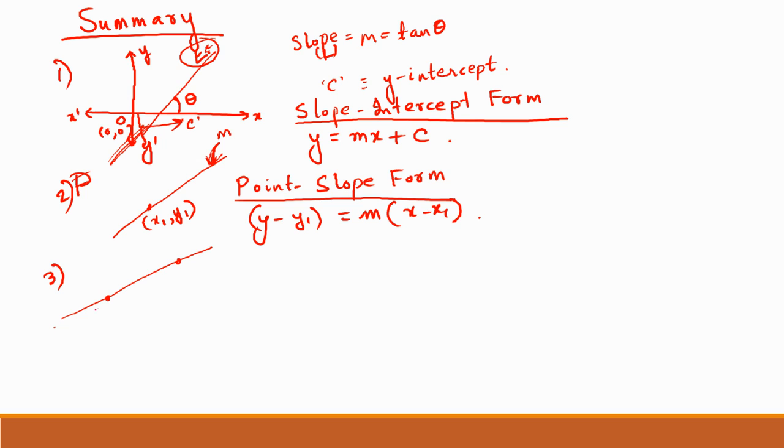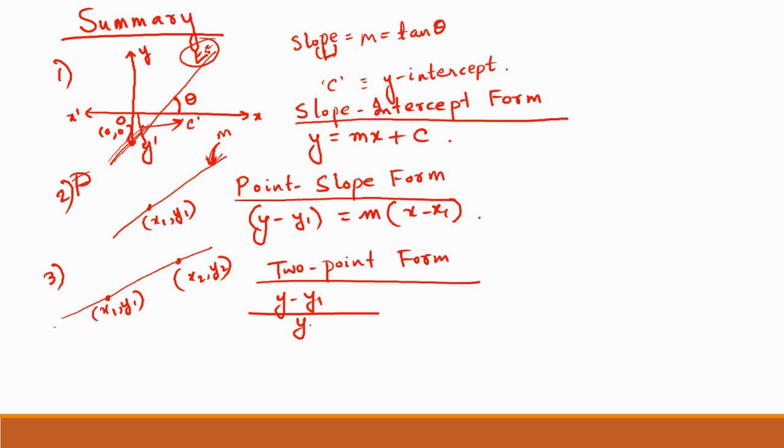You know 2 points of a straight line, which are x1 comma y1, x2 comma y2. This is called the 2 point form. So what will be the equation of the straight line when you know 2 points? It will be y minus y1 divided by y1 minus y2 equals x minus x1 divided by x1 minus x2. Hope this is clear to you guys. So this is the 2 point form.